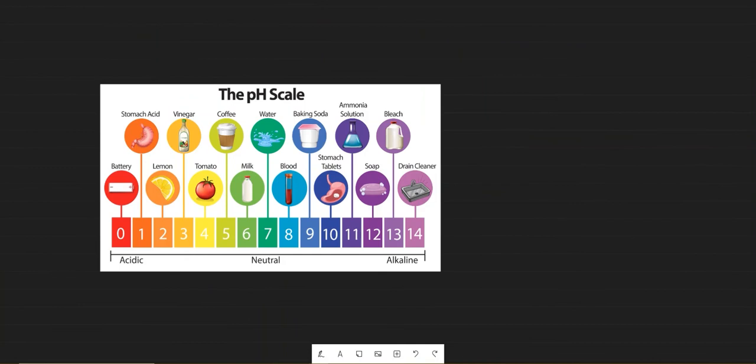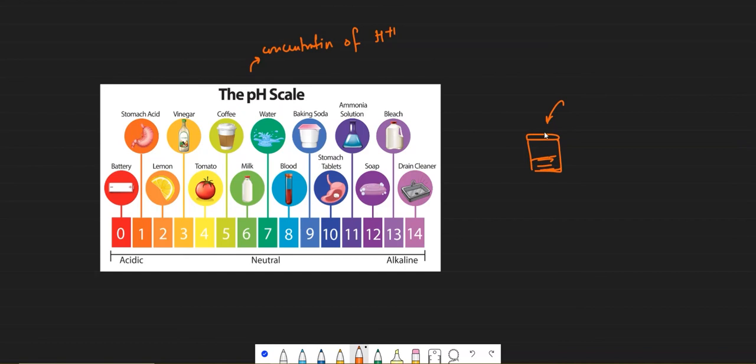So universal indicator uses mathematical values ranging from 0 to 14 on a scale called the pH scale. pH tells us about the concentration of hydrogen ions in a particular solution. It actually measures the concentration of hydrogen ions. Okay. Now, basically how does it work? For each pH value, universal indicator has a particular color. For example, if I had a solution in a beaker, and I added universal indicator into it and it turned out to be this blue.